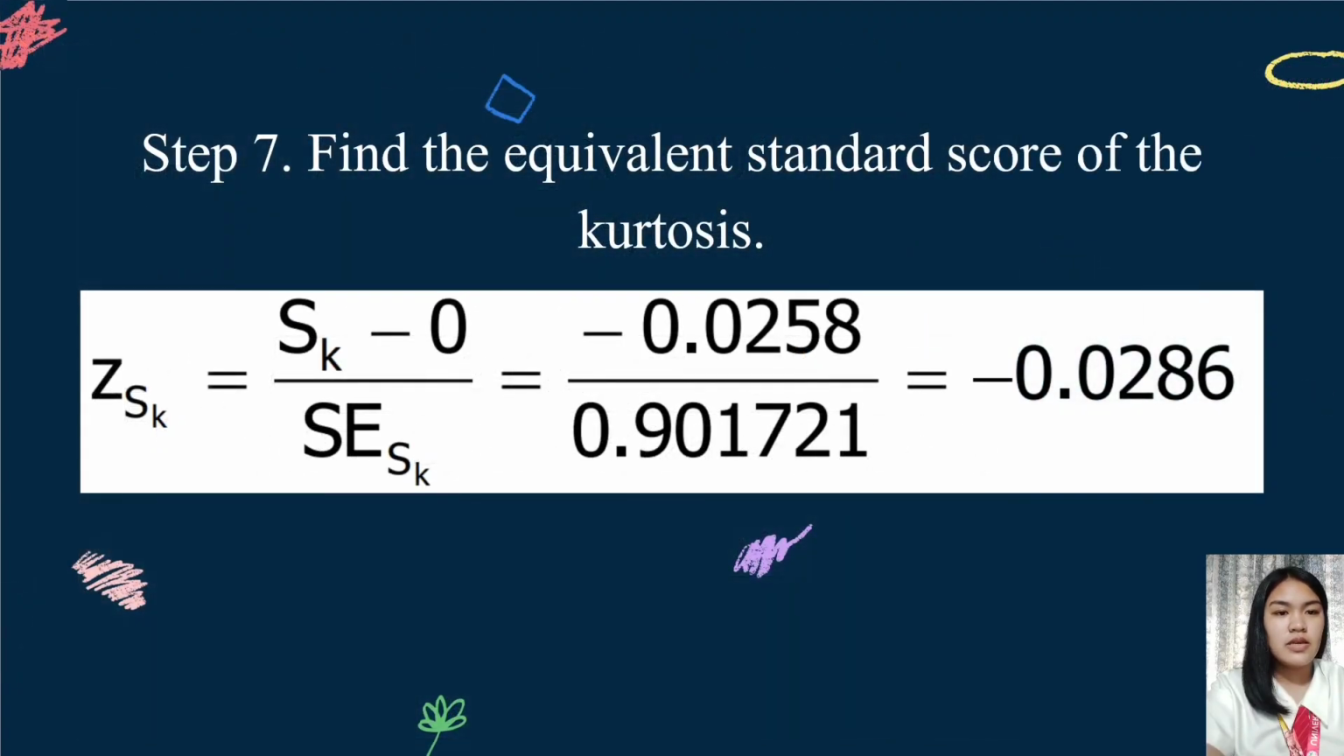0.901721. Step 7. Find the equivalent standard score of the kurtosis. Z-score of kurtosis is equal to the kurtosis minus 0 divided by the standard error, which is equal to negative 0.0258 divided by 0.901721. It will give us a value of negative 0.0286.